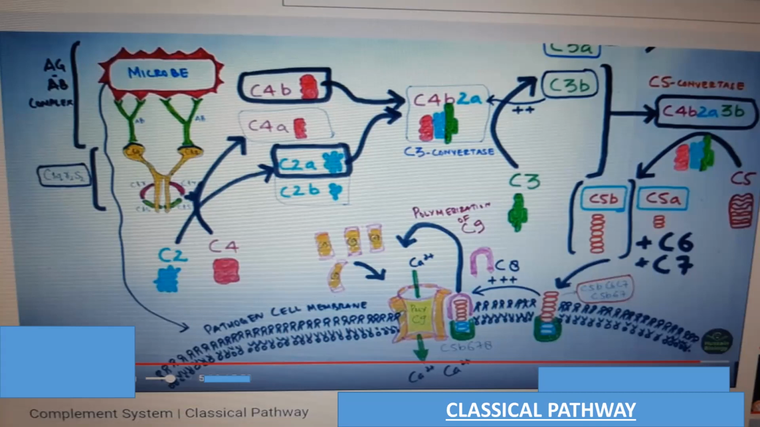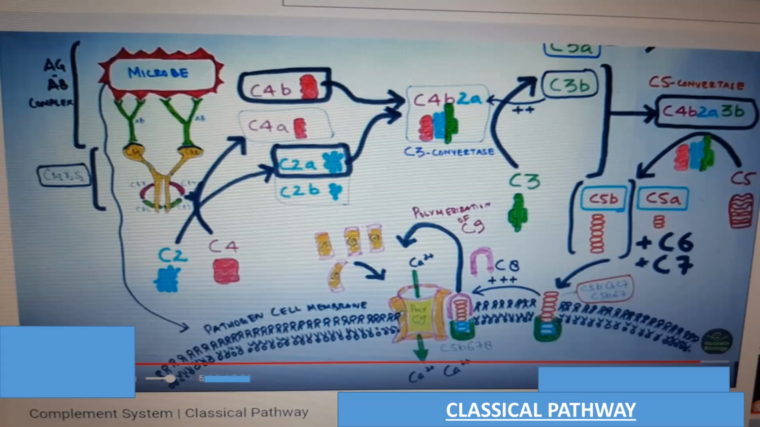C4B and C2A are left, and this combination of C4B and C2A is known as C3 convertase enzyme. This C3 convertase will cleave C3 into two portions, C3A and C3B.